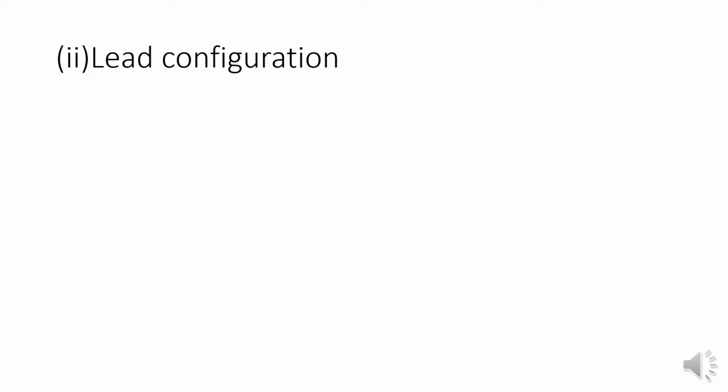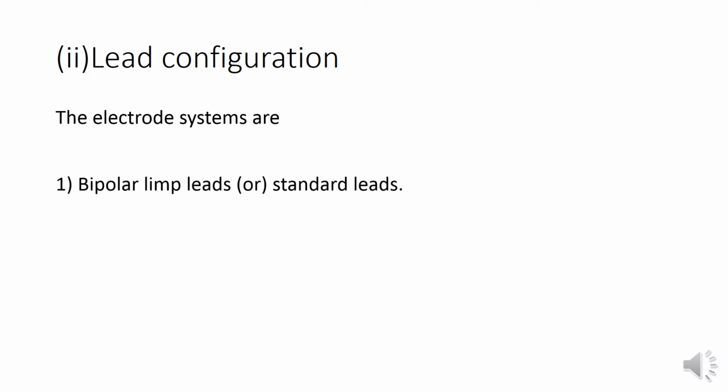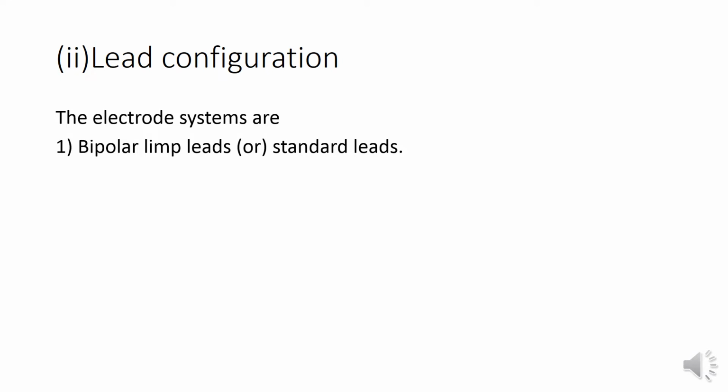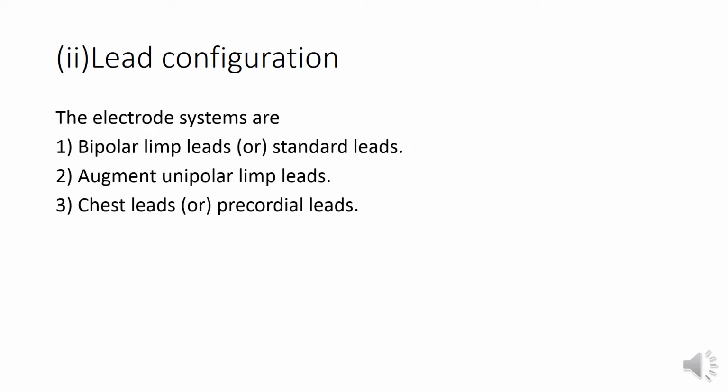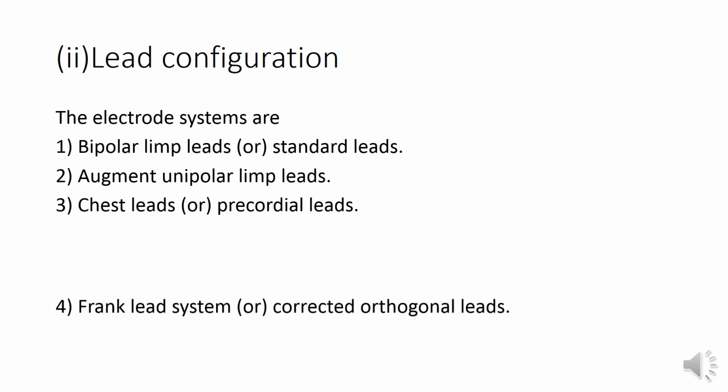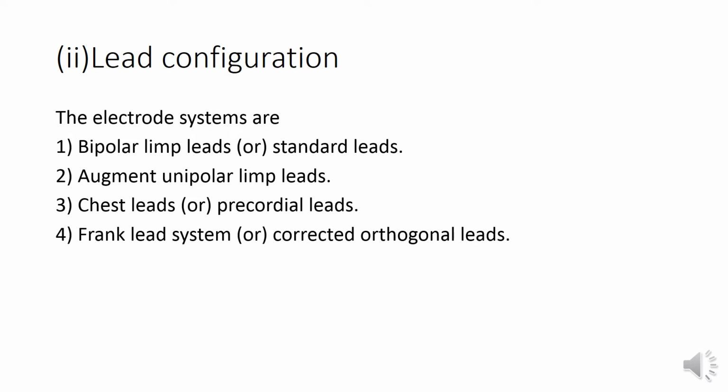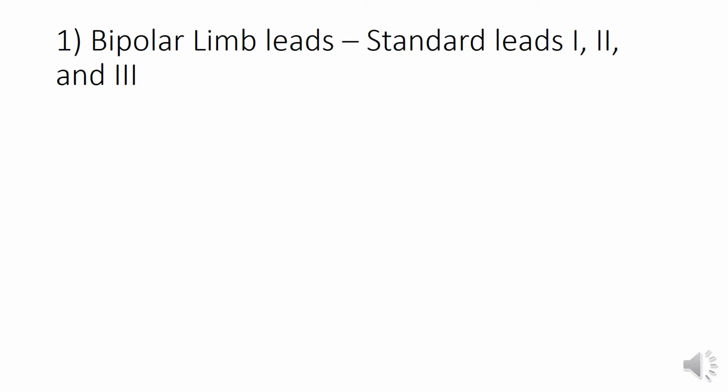The second topic is lead configuration. The electrode systems are bipolar limb leads, also called standard leads; then augmented unipolar limb leads; then chest leads, or precordial leads; then the Frank lead system, or corrected orthogonal leads. These are the lead configurations available in the electrocardiogram.